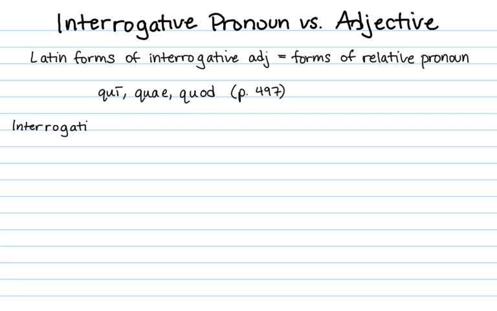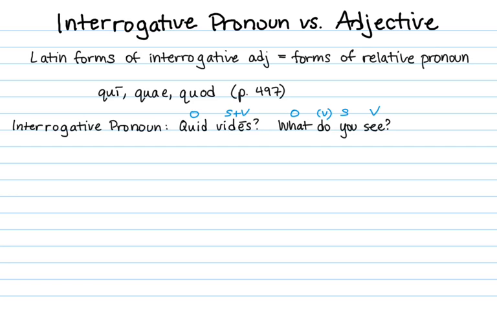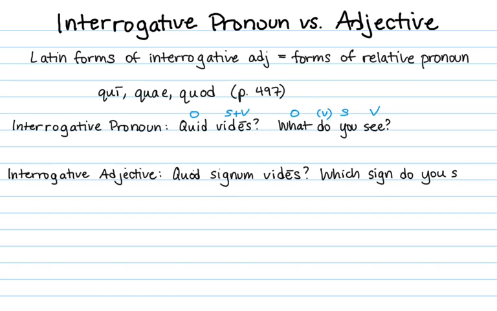So let's look at an interrogative pronoun. Quid vides? What do you see? Quid is the direct object. It asks a question. It's a pronoun because it stands in the place of an unknown noun. So interrogative pronoun. An example of an interrogative adjective, quod signum vides?